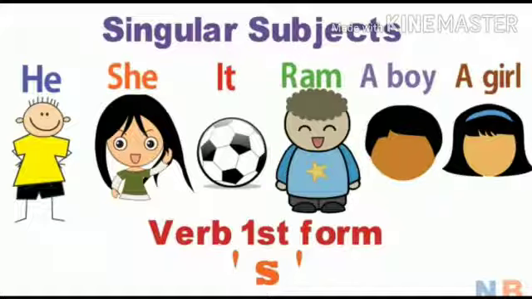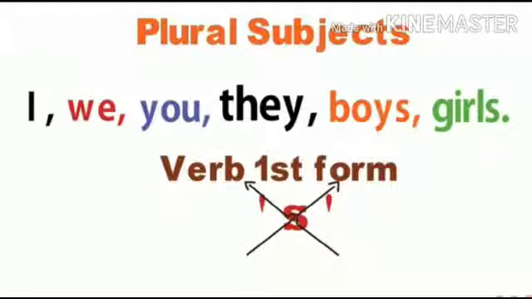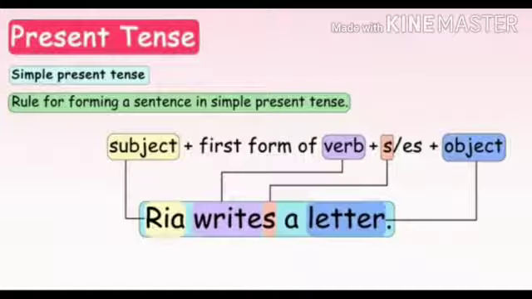Now with the singular subjects as he, she, it, any name, for example Ram, a boy, a girl, we generally add s to the first form of the verb. And with the plural subjects such as I, we, you, they, boys, girls, or any plural subject, we don't add s to the first form of the verb. Let us understand with an example.